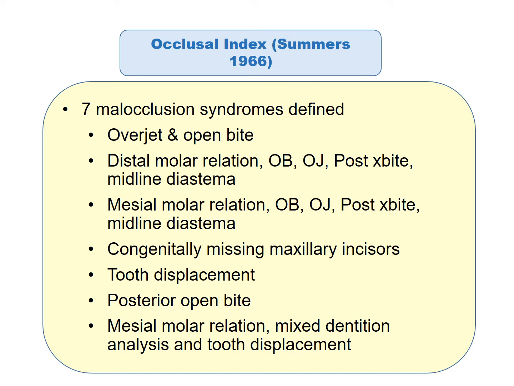One is overjet and open bite. Two, distal molar relationship, overbite, overjet, posterior crossbite and midline diastema. Thirdly, mesial molar relation, overbite, overjet, posterior crossbite and midline diastema. Congenitally missing maxillary incisors. Tooth displacement, posterior open bite or mesial molar relation, mixed dentition analysis and tooth displacement.